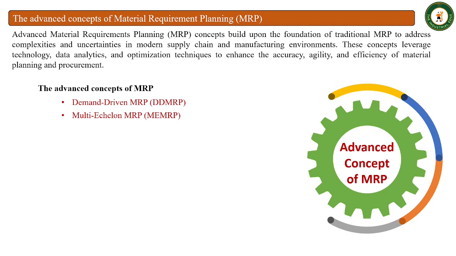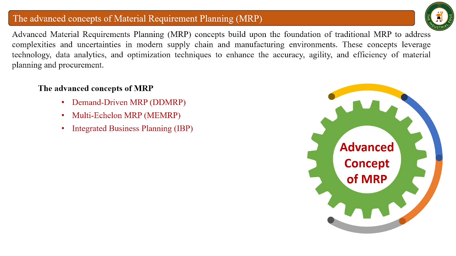By coordinating inventory and replenishment across these echelons, MEMRP aims to optimize overall inventory levels and reduce the bullwhip effect, the amplification of demand variability as it moves upstream in the supply chain.